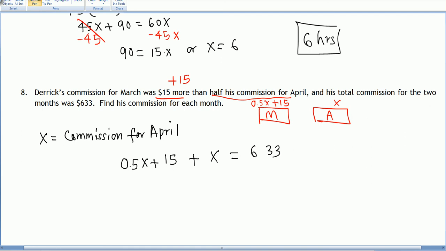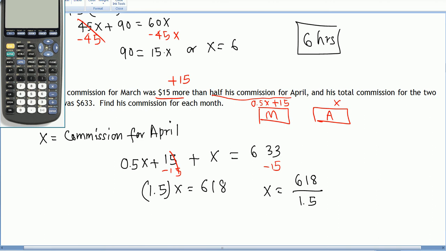Now we solve this equation. 0.5x plus x, we add these two, and 15, move 15 to the other side, subtract 15. 0.5 plus 1x is 1.5x, so it will be 1.5x equals 663 minus 15, which gives 648. Now 1.5 times x, so divide by 1.5, we get x equals 648 over 1.5.